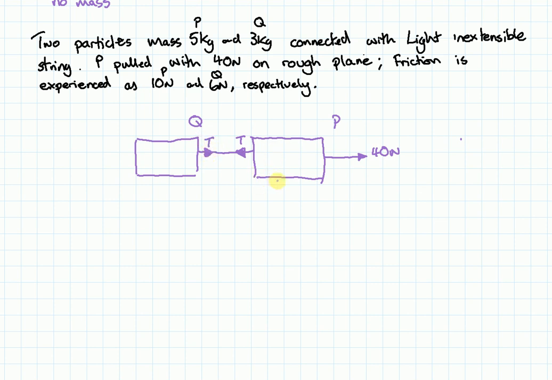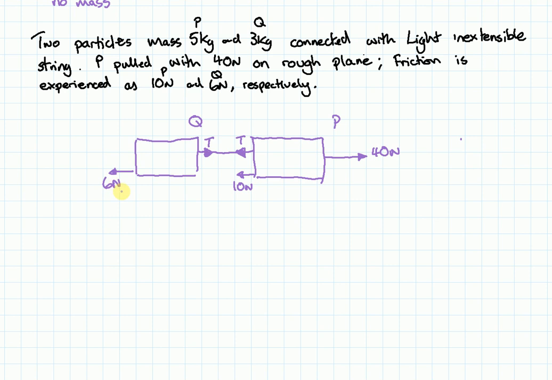We have a resistance force of 10 newtons on the first particle, and that's what this respectively means. So first of all, it's on a rough plane, so there is friction, and it's telling us exactly what the friction is in each case. So we put those in. When you see the word respectively, it says in the same order.